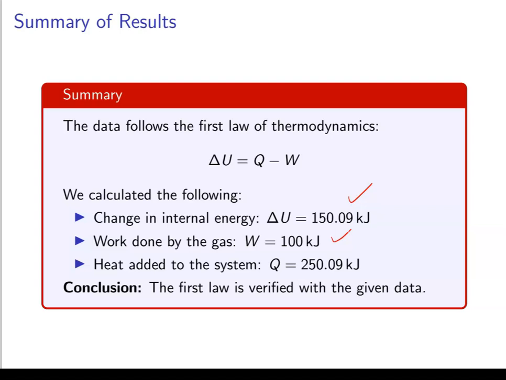Now if I plug those in, del U is 150.09, Q is 250.09, and W is 100. So it verifies the first law. And in the other way, we also got Q as 250.16, which is nearly equal. So now we can say the conclusion: the first law is verified with the given data. That's it. Thank you.